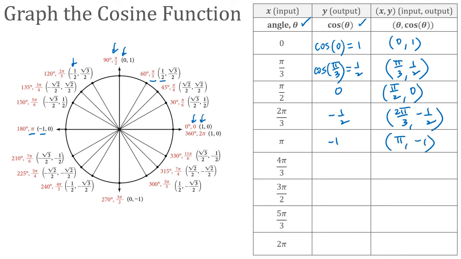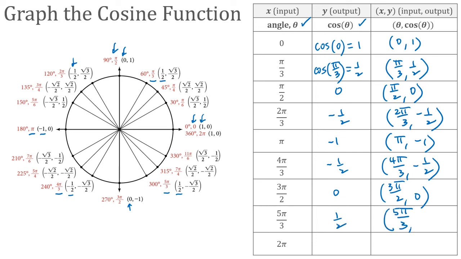So I'll just list these points. I've got pi, comma -1. At 4 pi over 3, it looks like I'm at -1/2. So 4 pi over 3, comma -1/2. 3 pi over 2, I'm at 0. So 3 pi over 2, comma 0. 5 pi over 3, I'm at 1/2, positive 1/2. 5 pi over 3, comma 1/2. And finally back to 2 pi, and I am at 1. Back to where I started.